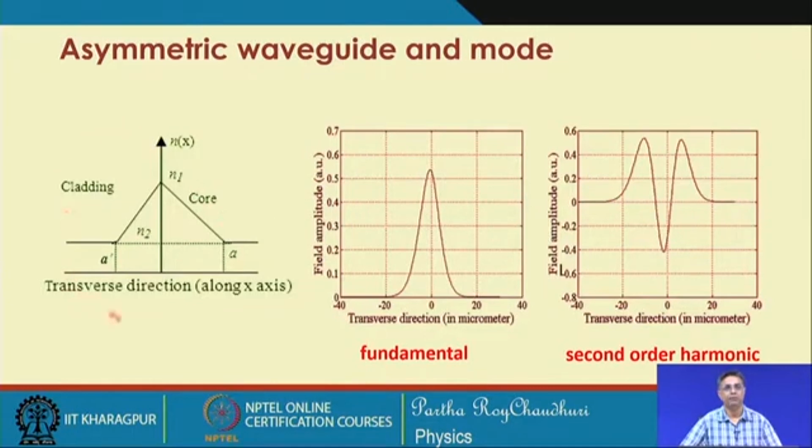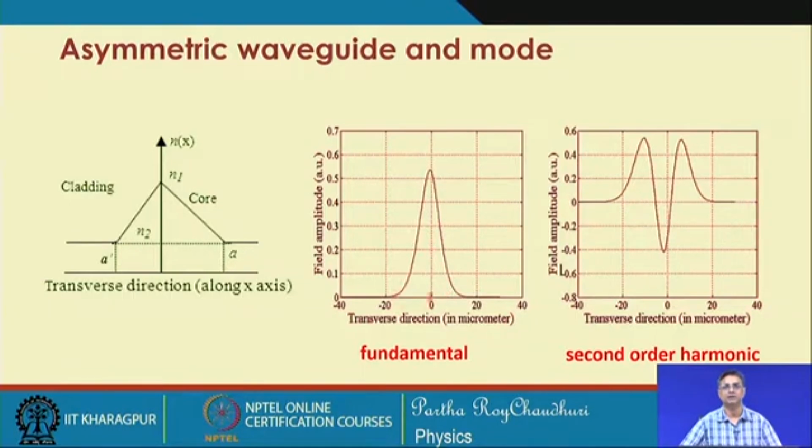If you have a waveguide structure which is asymmetric but still linear, this is again a triangular profile, but not a regular, symmetric triangle. So, this side is falling faster, this is falling slower, and these two, this is A dash, this is A, are different values. In that case you can see that the mode is slightly extended on the left hand side, whereas on this side the field decay is faster.